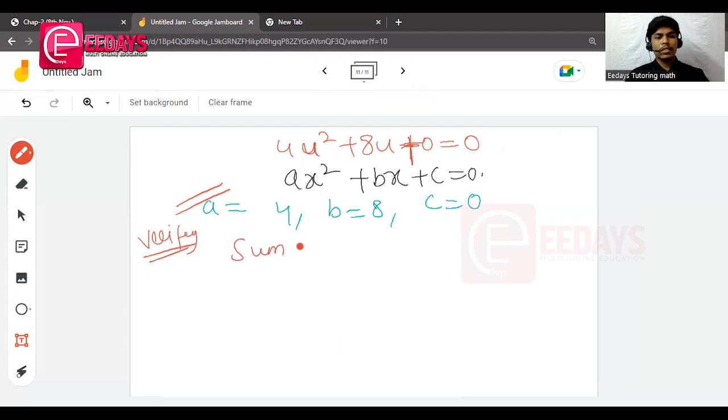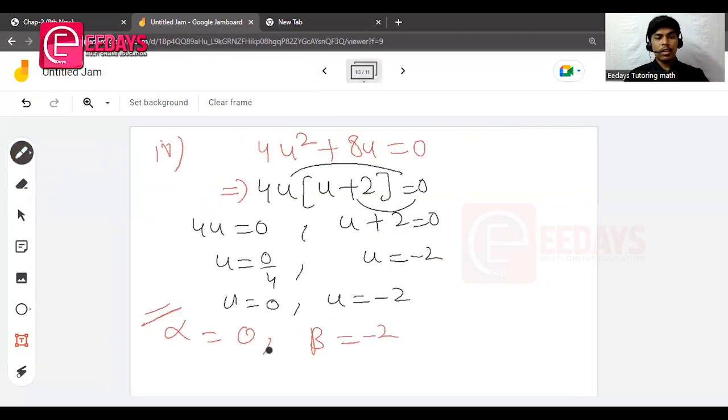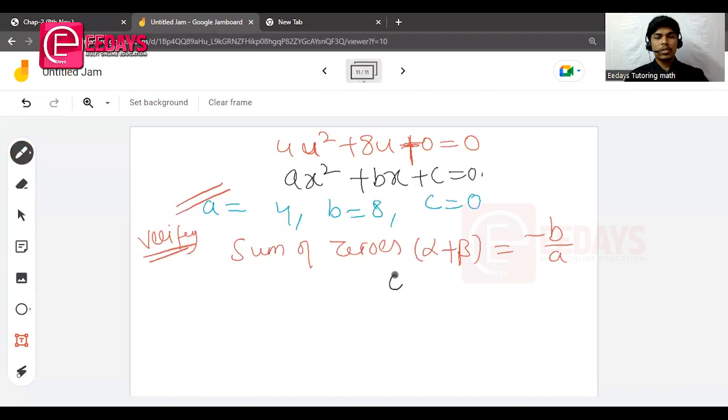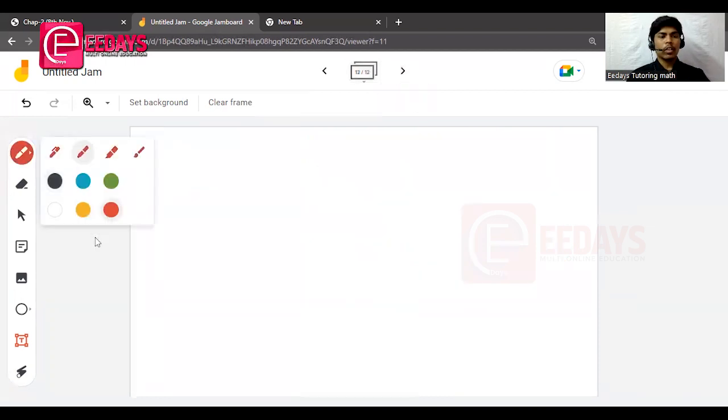Let's start with the sum of zeros, that is alpha plus beta is equal to minus b by a. Let's substitute alpha, beta. We got 0 and minus 2, so 0 minus 2. Minus b by a is nothing but minus 8 by 4. 0 minus 2, we'll get minus 2. After cancellation, 4 twos are 8, so minus 2 we got. So we can verify the sum of zeros like this.